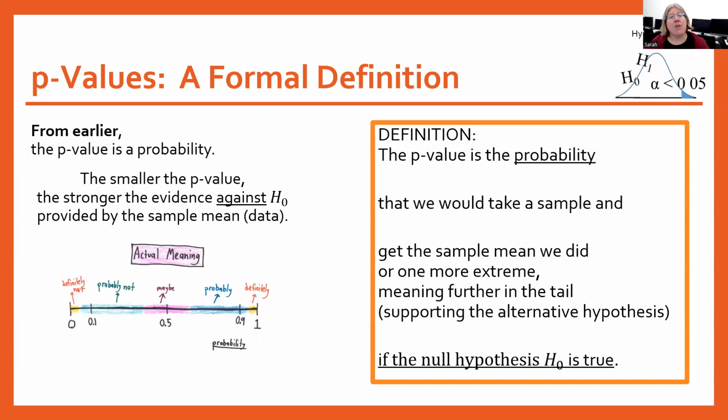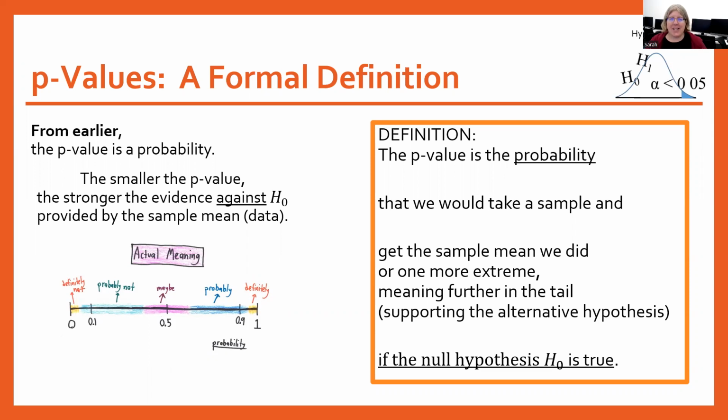So now I want to give you the formal definition for this now that we have a good working understanding of it. So the formal definition of a p-value is it's the probability that we would take a sample and get the sample mean we did, or one more extreme, which means further in the tail, supporting that alternative hypothesis, if the null hypothesis is true. So the p-value is the probability that we would take a sample and get the sample mean we did, or one more extreme if the null hypothesis is true.